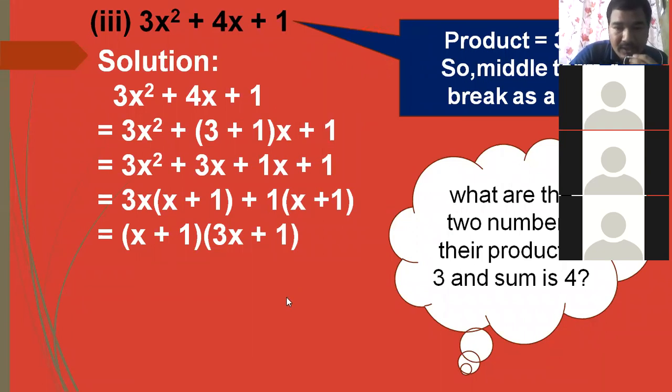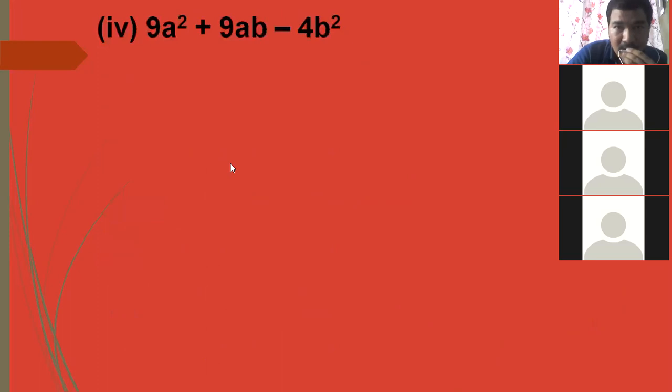Okay. Now see there. Can you tell, children, what should we multiply first here? 9 and minus 4. What will be there? Minus 36. Good. Now we have to find two factors of this minus 36.